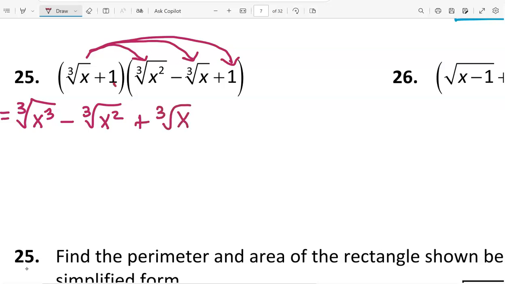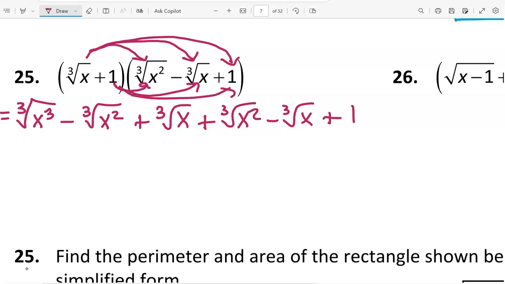Now let's distribute the second term. 1 times the cube root of x squared is the cube root of x squared. 1 times negative cube root of x is negative cube root of x. And 1 times 1 is 1.